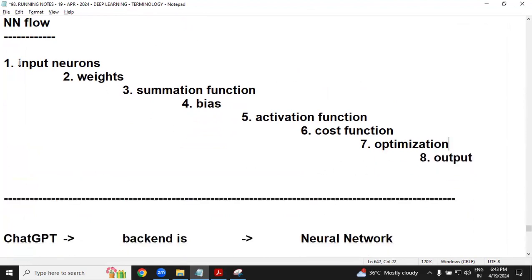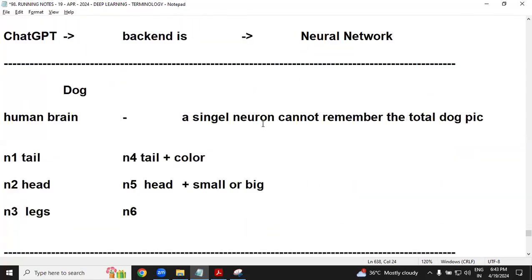Input neurons, weights, summation function, bias, activation function, cost function, optimization, output. Sir, how many functions? Summation function, activation function, cost function. You are right. Only two actually: activation function and cost function. This is a summation operation, a kind of sum operation. That's it.